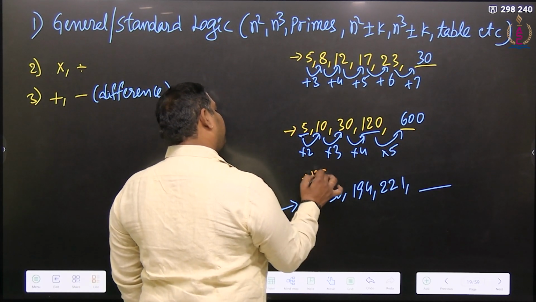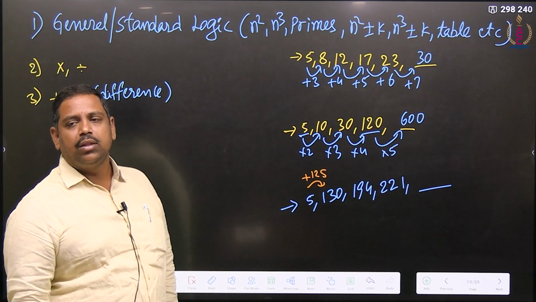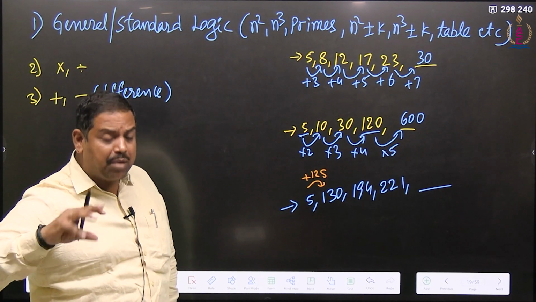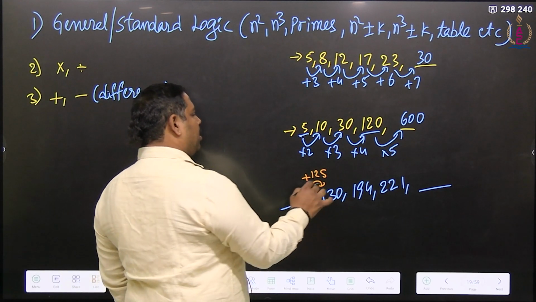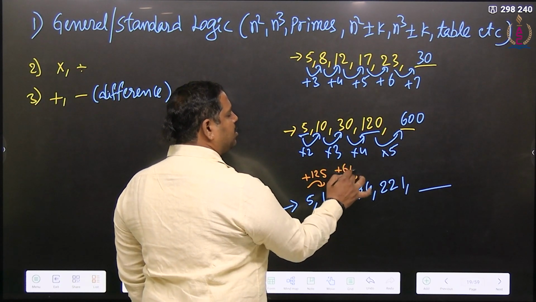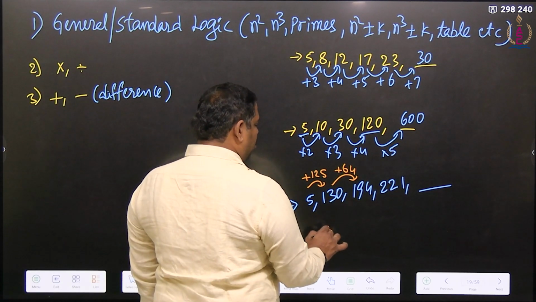Okay. So 5 and 130, what is the difference? By seeing 125, I am getting a doubt that what is 125? 5 cube. The differences might be cubes. The differences are cubes I am saying, or might be cubes. I am not sure. Okay, let's try the next one. 130 to 194 increased. So plus how much is it? 64. Am I right or wrong? So now my doubt got strengthened.